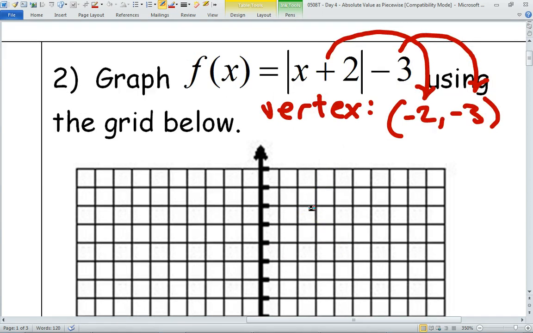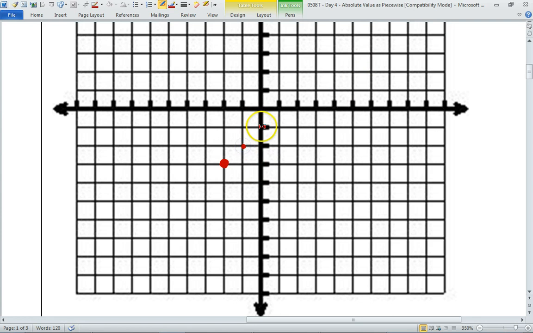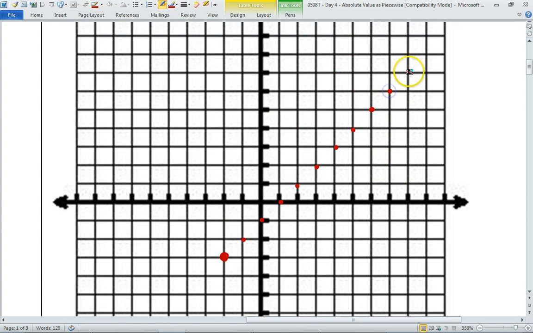Now, how will I get more points from here? Just like the last one, there's no slope visible, so that means it's the invisible up 1, right 1, starting from the vertex. So up 1, right 1 from here would be like this. Just make a bunch of points. Always a V, so let's reflect it. Absolute value functions always make this V shape. So this function is going to look like this.